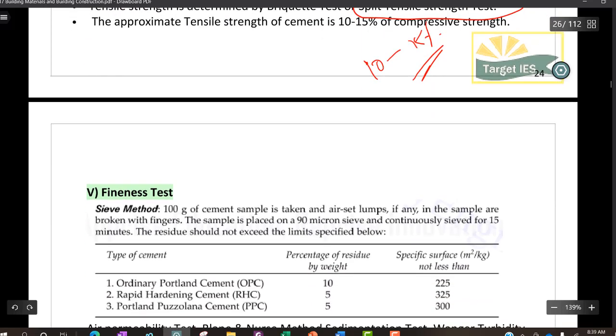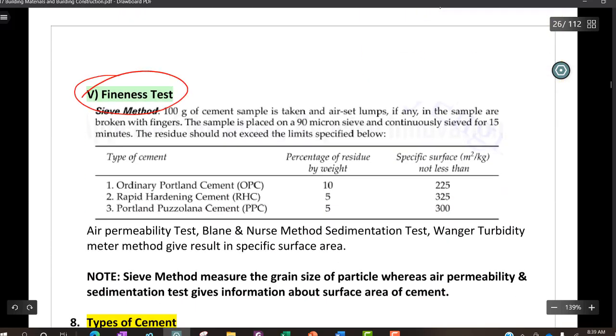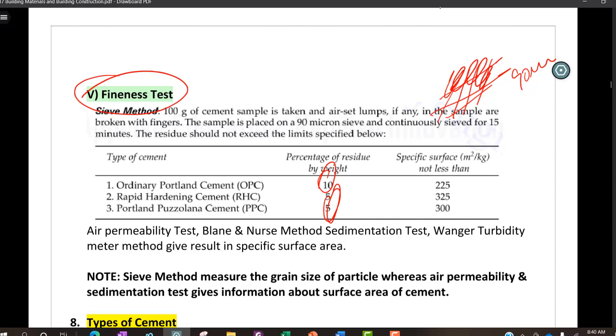Okay, done. Next is the fineness test. How will you measure fineness? You can use sieves. Generally we sieve the cement on a 90 micrometer sieve, and you can measure the residue remaining on this sieve. Or you can also go for specific surface area.